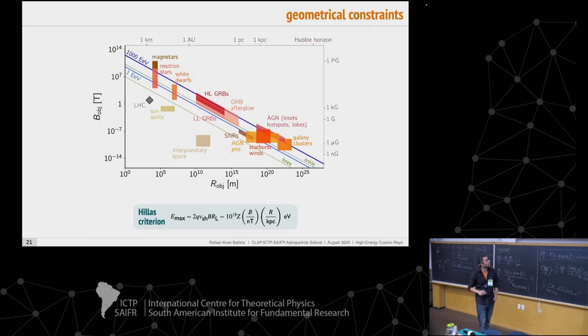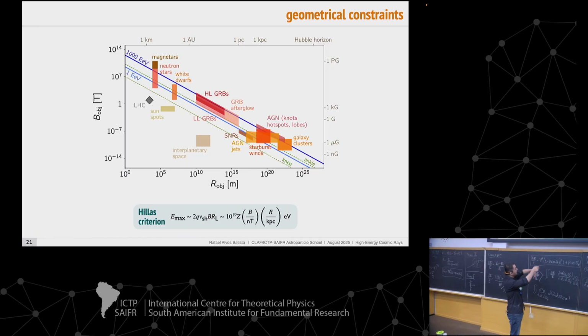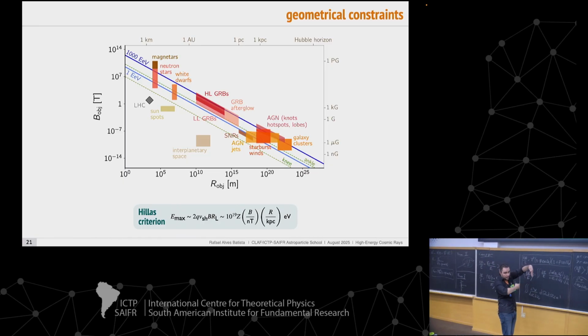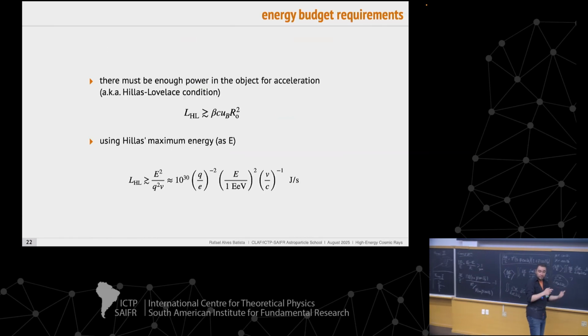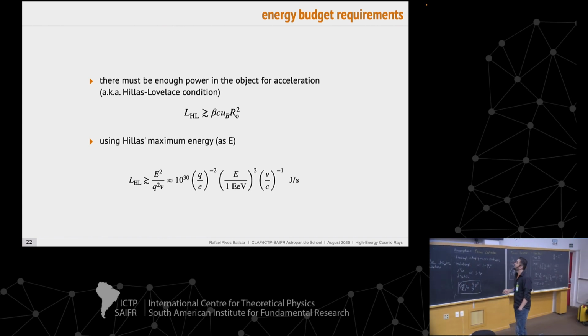The other constraint is the geometrical constraint, this Hillas criterion. We've seen this plot before. Once again, we want to confine particles until a certain energy Emax, and then the Larmor radius, or the gyro radius of this particle, will be larger than the size of the object, and it will be able to escape. Very simple condition.